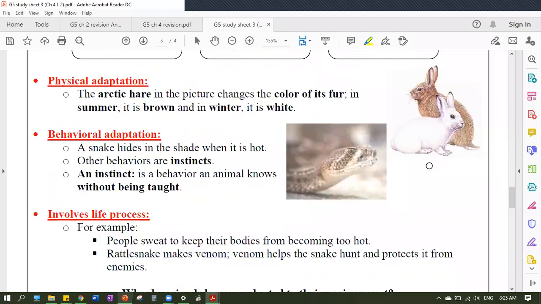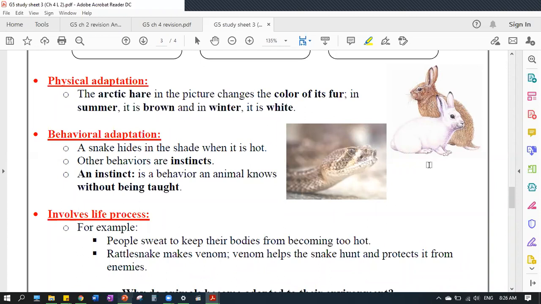So, we have another type, which is a behavioral adaptation, something the animal will do in order to survive. Like the snake, for example, hiding in the shades, or getting poison out so he can scare his attackers, or he can actually poison his prey so he can eat it easily. So that's what we call sometimes an instinct.